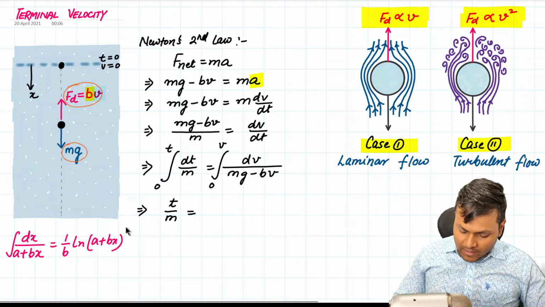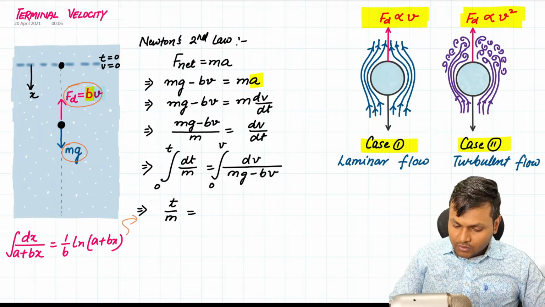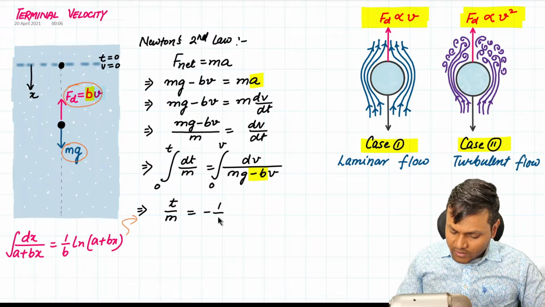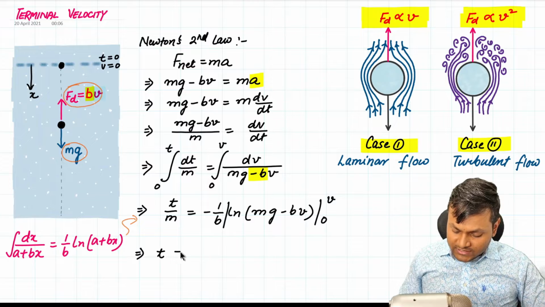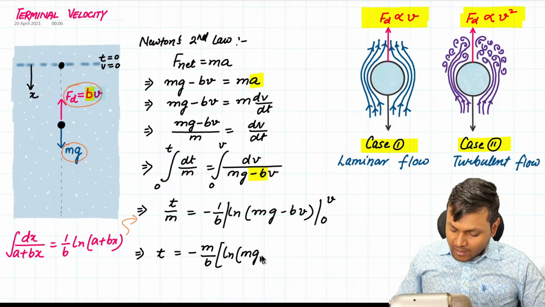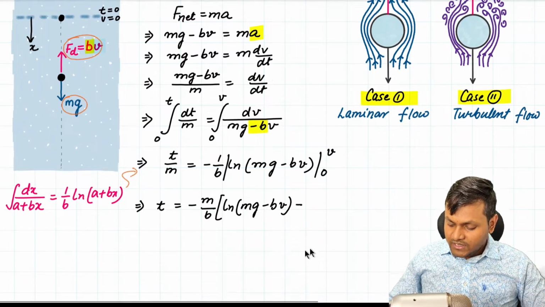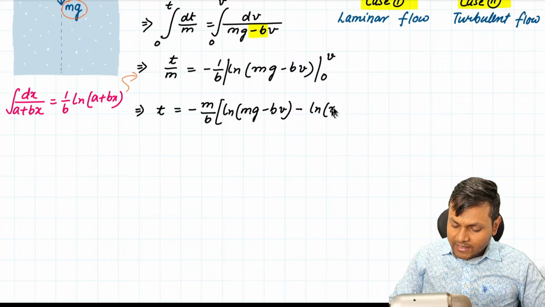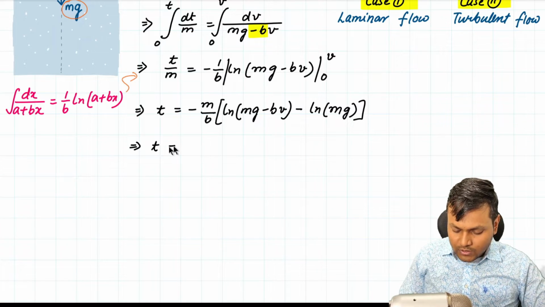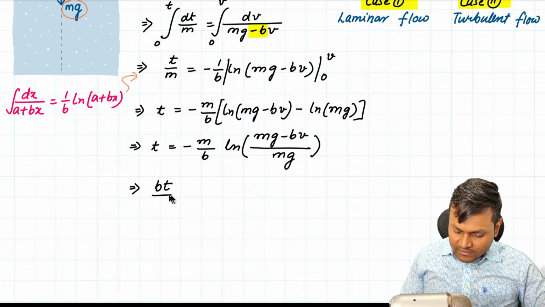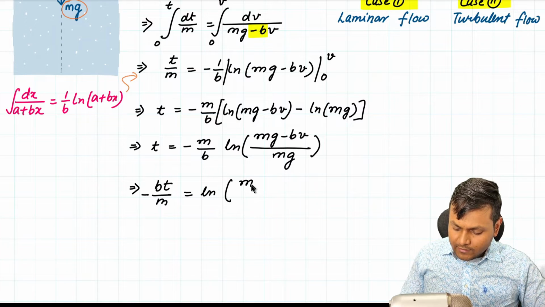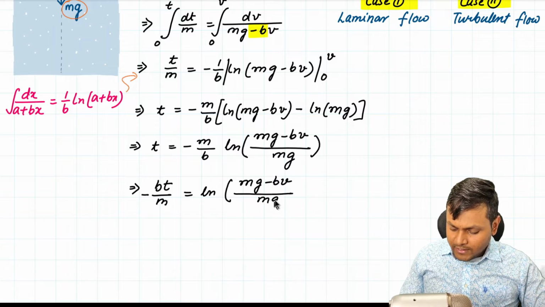If I use this integration expression here, the constant is minus b, so this becomes minus 1 upon b ln of (mg minus bv), with limits from 0 to v. This can be simplified to t upon m is equal to minus 1 upon b ln (mg minus bv) in the first term, and in the second term, if I put v equal to 0, this simply gives me ln mg. Simplifying further, minus bt upon m is equal to ln of (mg minus bv) upon mg.